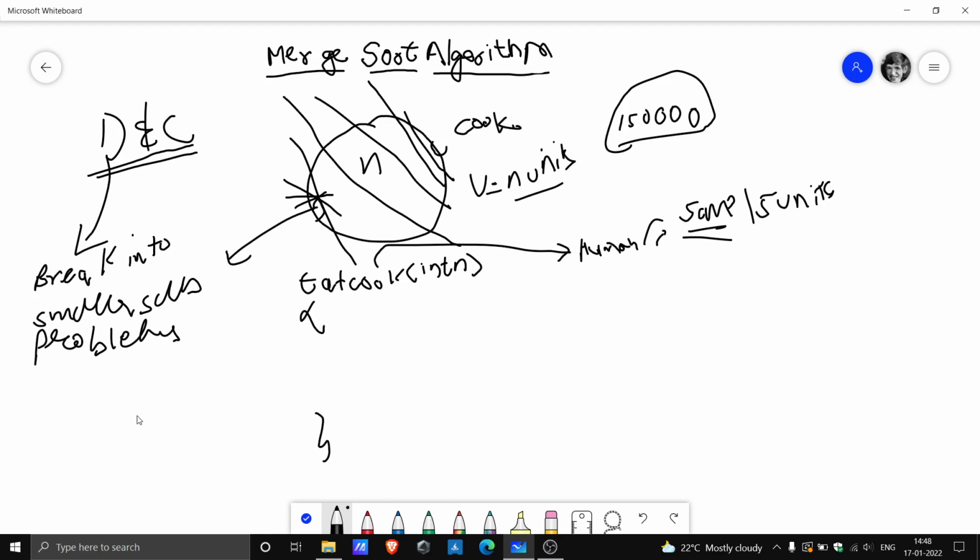And then after dividing, we solve. That's the first step: first step is divide, and then we solve the smallest sub problem directly. Wait a second, I'm sorry, my handwriting is really bad. Directly.